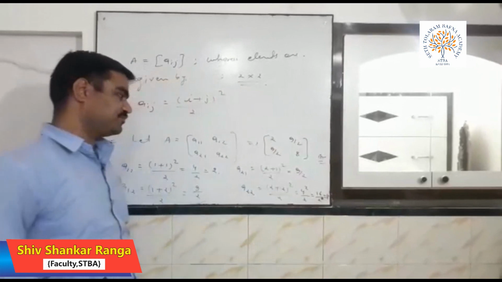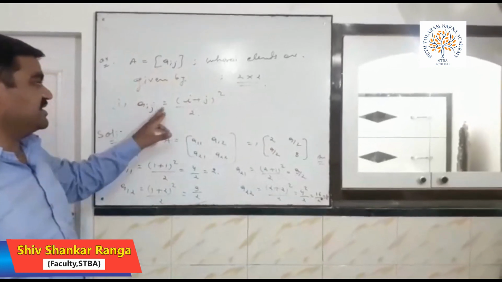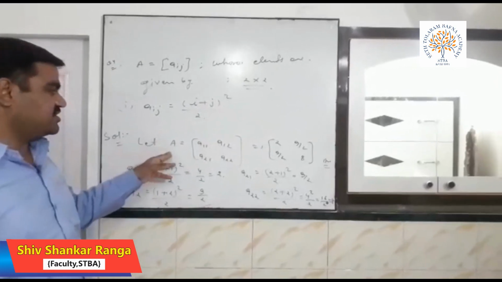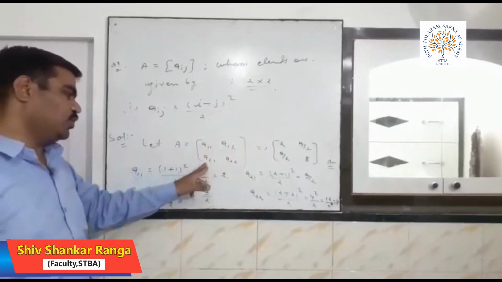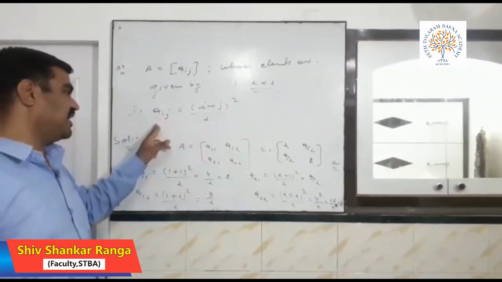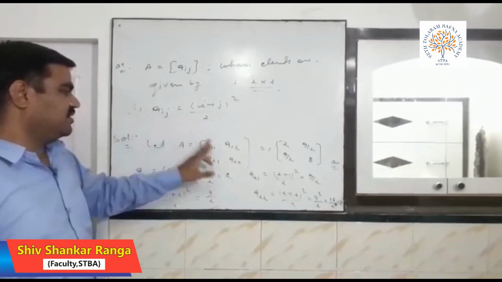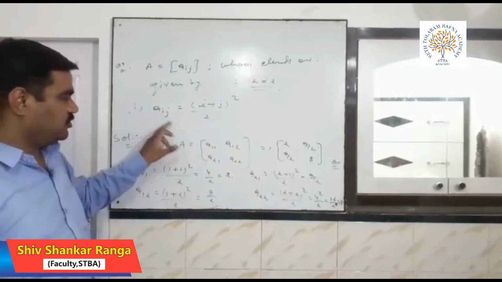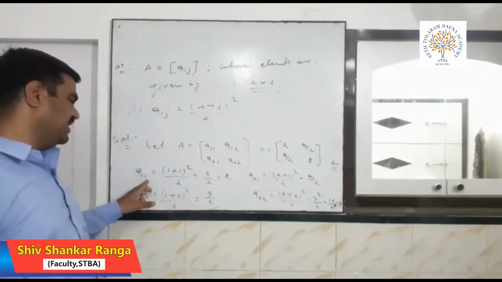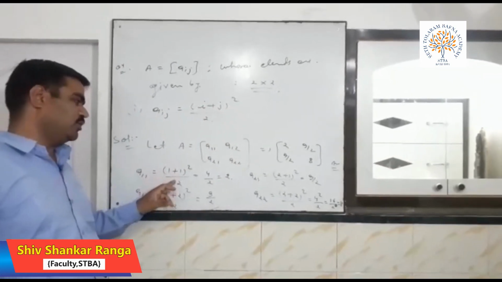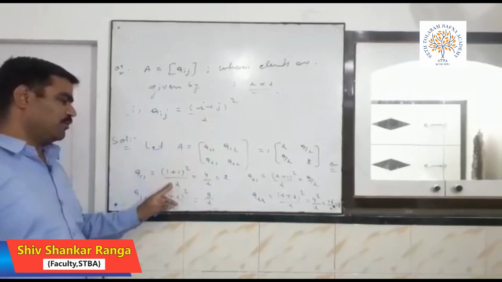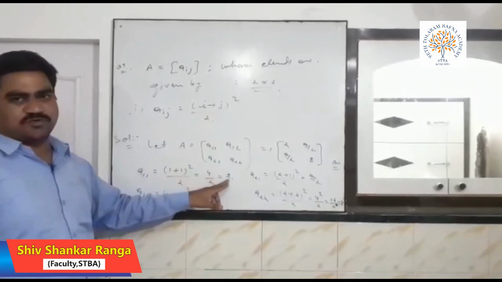And the answer. We had to find Aij is equal to (I plus j) to the whole power 2 upon 2. First of all, I will let A is equal to A11, A12, A21, A22, where 11 represents Ij, 12 represents Ij, 21 represents Ij, and 22 represents Ij. So use Aij is equal to (I plus j) to the power 2 upon 2. Put the value I as 1, put the value J as 1. (1 plus 1) to the power 2 upon 2 is equal to 4 by 2, which is equal to 2.